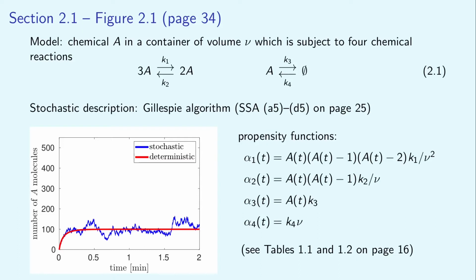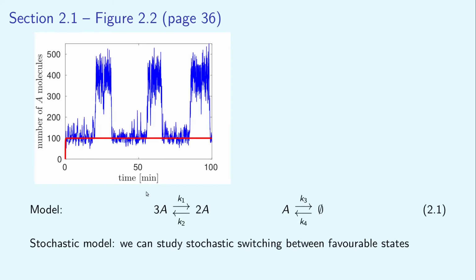Next, we will continue our simulation for a longer time. Let us look at how both solutions will continue if we increase the time interval from 2 minutes to 100 minutes. The result is given in figure 2.2 on page 36. The first 2 minutes of these simulations were plotted on the previous slide. You can see that for the initial 20 minutes, the number of molecules of A continues to fluctuate around 100. But then the number of molecules dramatically increases and starts to fluctuate around 400.